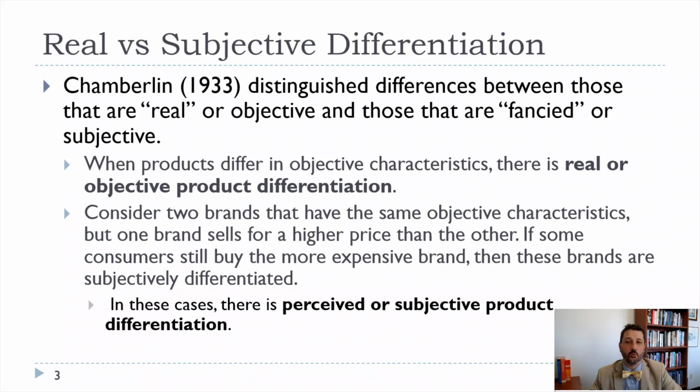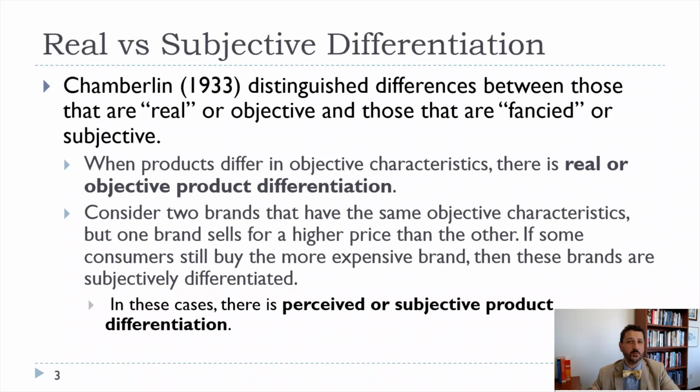So we're going to have a definition here: when products differ in objective characteristics, and I guess color is an objective characteristic, that's real or objective product differentiation. But if we have things that really don't differ at all, it's just based on brand or it's just based on feel, then we'll have perceived or subjective product differentiation.